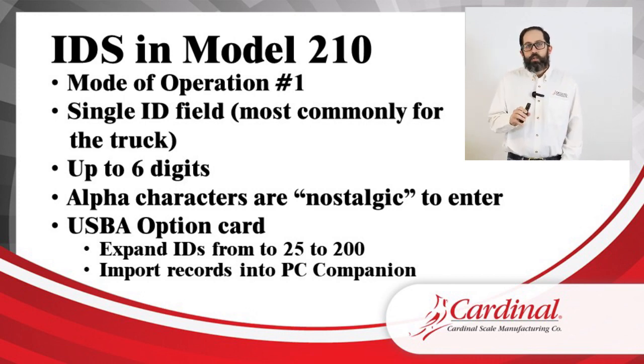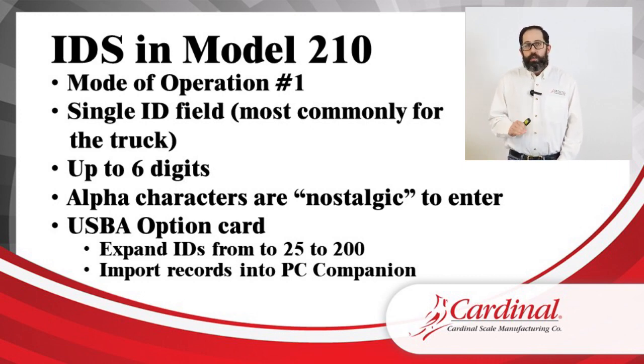210. So the ID storage can have additional benefits if we add a USB-A option card, so the Cardinal Scales 2XX-USB-A option card. And those things are this. So one, and I didn't put it on the slide, but we can plug in a really basic keyboard. So as I mentioned, if somebody wants to use alphanumeric characters for the IDs, if they plug in the USB-A option card, plug in a keyboard, they can actually type on the keyboard just like you type on a computer keyboard. So it makes that kind of ID entry easier.